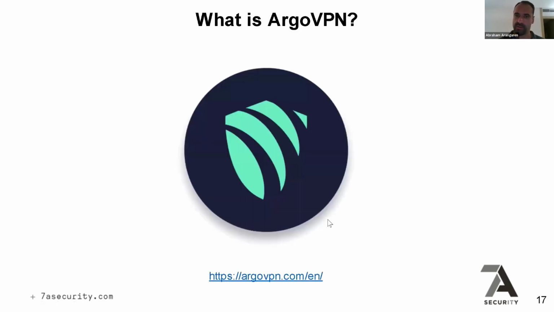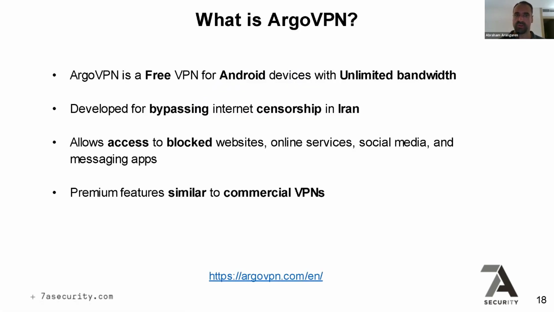So Argo VPN, this is the logo of the application. It's a free VPN app for Android, but it's for bypassing internet censorship in Iran, right? So if you have a denial of service against this app, you have someone in Iran who cannot reach the quote unquote free Western internet, which shows what Google and Facebook and other companies want us to see, right?